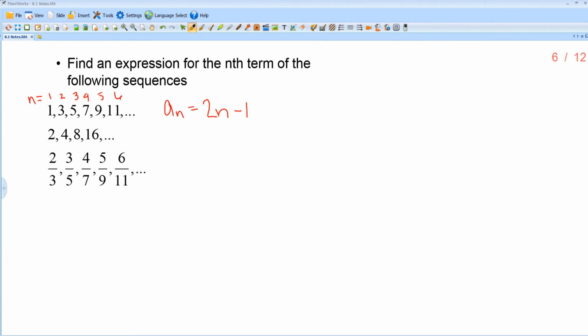Again, never ever write something and only check it with the first term. There's probably an infinite number of ways I can get from 1 to 1. But there's not an infinite number of ways that are going to work through this whole thing.